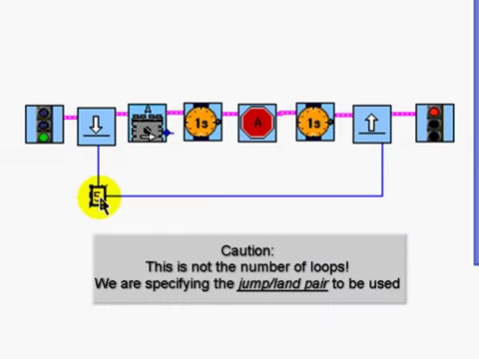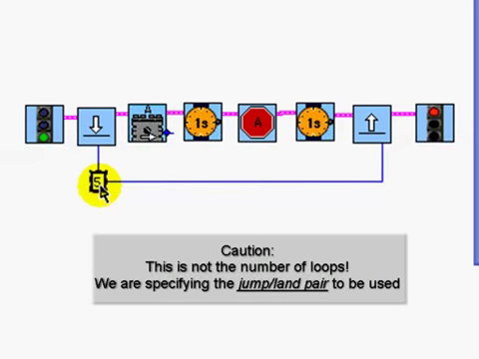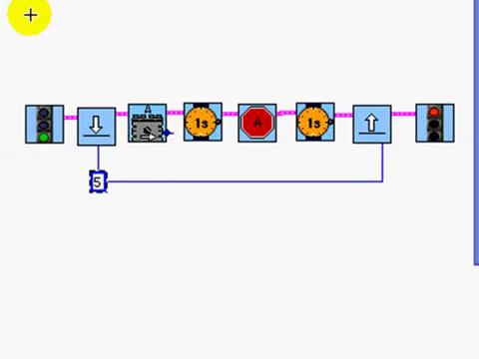A common mistake is that students think it'll jump 5 times. This is not a loop. This is an infinite loop. This will jump over and over and over and over. The only way to stop this program is to physically push the run button or turn the RCX off in this case. So this is not 5 jumps. This is jump number 5. That's a common mistake.